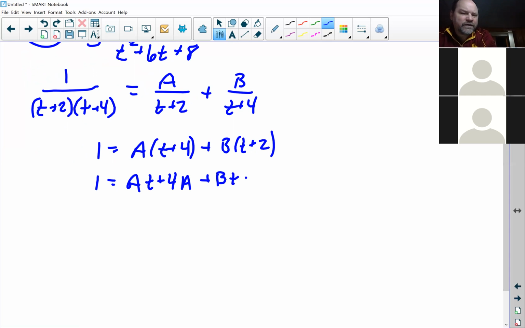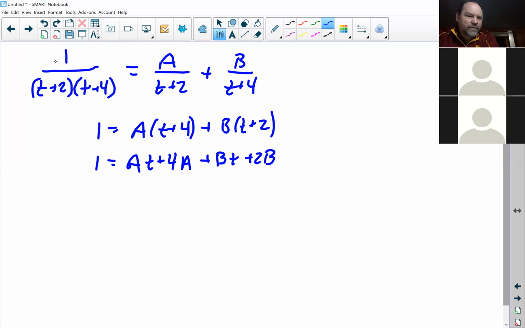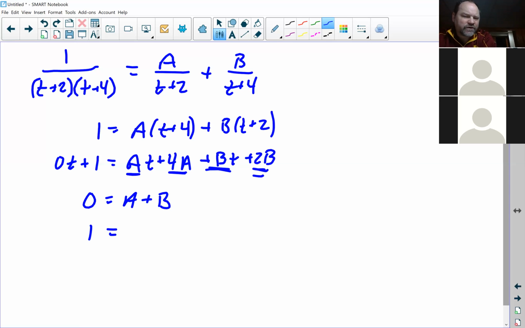Distribute my A and my B. So my numerator of my fraction was just 1. It didn't have any t's. So 0 has to be equal to the coefficients of the terms with t's in them, and my whole number has to be equal to the terms that don't have a t.